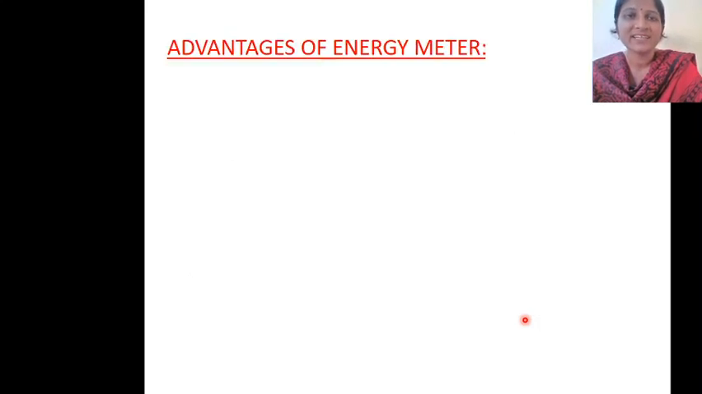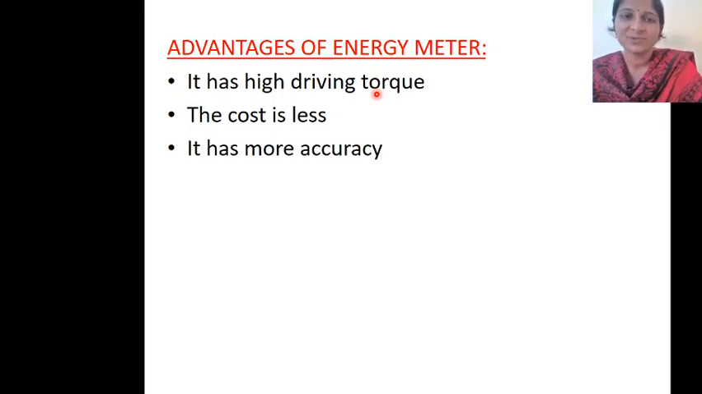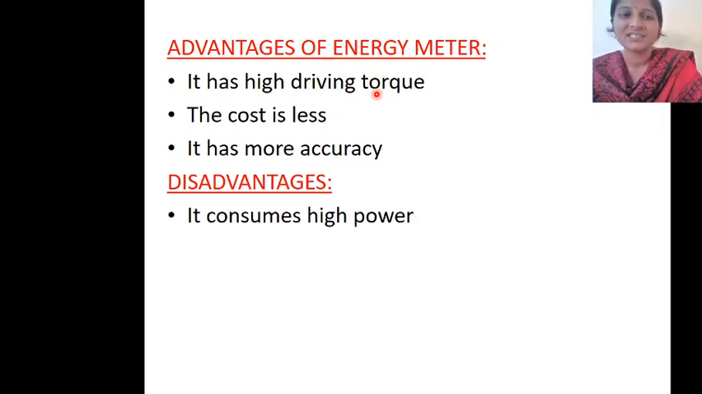Next, coming to the advantages of the energy meter. So what are the advantages here? The advantages are that it has high driving torque. There are two fluxes, the shunt flux and series flux, and there are two torques. Because of those two torques, a high driving torque is produced. And the cost is less. The cost of the single phase energy meter is less, and the reading is more accurate also.